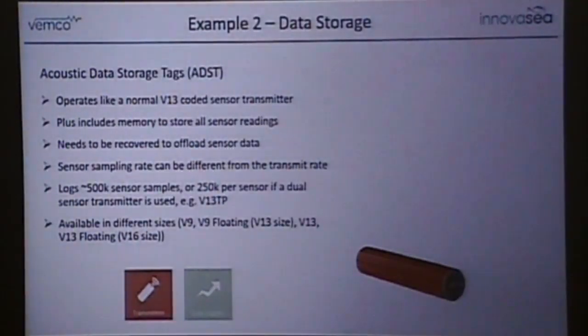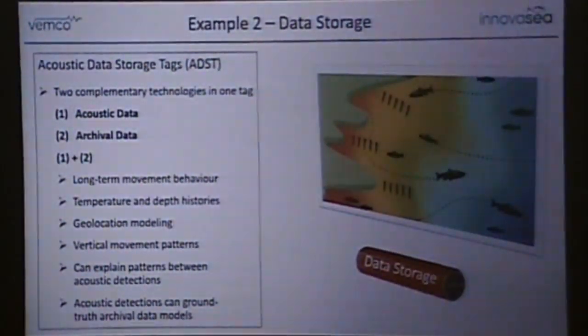Sensor sampling rates can be different from the transmit rate of the ID, so you can program them to your needs, and you can log about 500,000 sensor samples if you've got one sensor, or half of that if you've got 2 sensors, for example, temperature and depth histories. Available in different sizes and in floating versions as well.